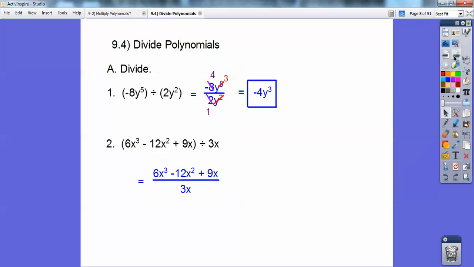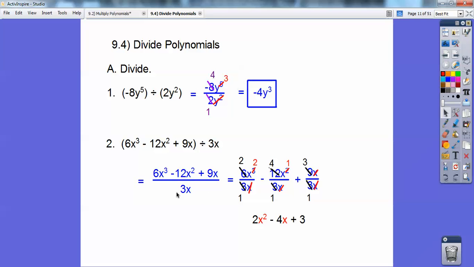Put the 3 underneath it. Okay, and then that 3, you guys, that 3 goes with everything. So I'm going to go ahead and separate it, each little piece over the 3x. So this 3 goes into 6 twice. This x will take away one of those, so there'll be 2 left. This 3 goes into 12 4 times. This x will take away one of those, so there's 1 left. The 3 goes into 9 3 times, and the x's cancel. All right, so you're going to get 2x squared minus 4x plus 3.